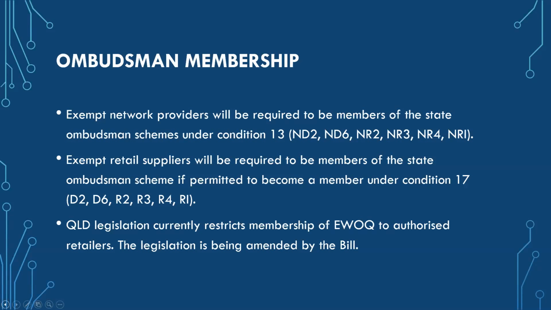There are different schemes in each jurisdiction. The Queensland legislation currently restricts membership of EWOC to authorised retailers. As we've discussed previously, energy sellers within embedded networks can either be authorised retailers or exempt operators. Authorised retailers would be required to be members of the Ombudsman scheme. The recent amendments make it clear that particular categories of exempt operators, including those listed, are required to be members of the Ombudsman scheme.